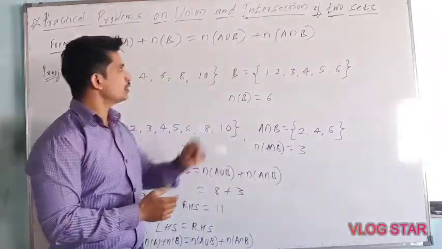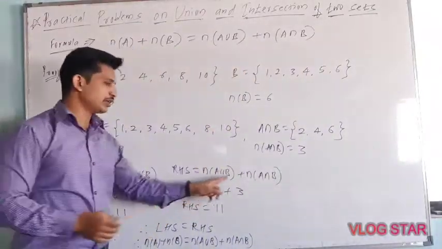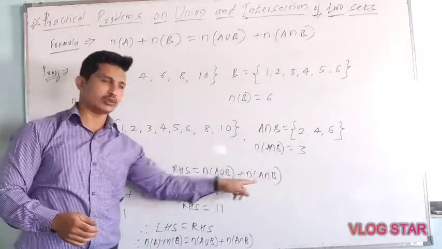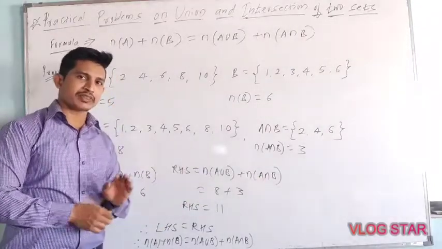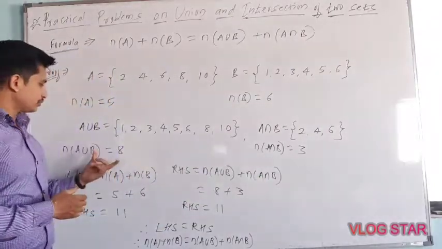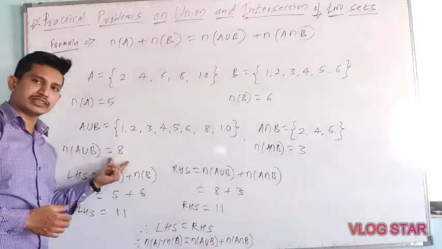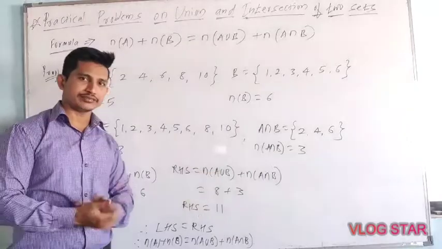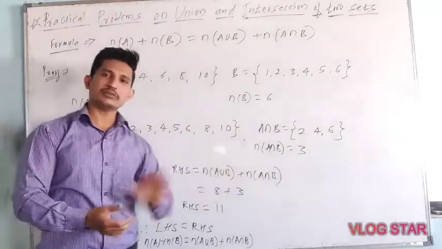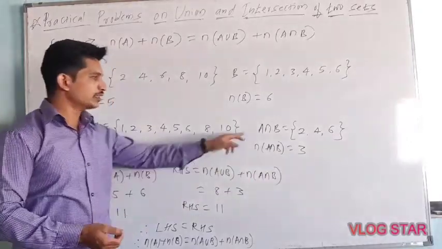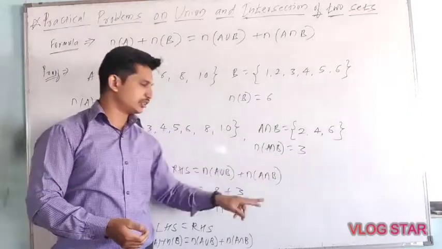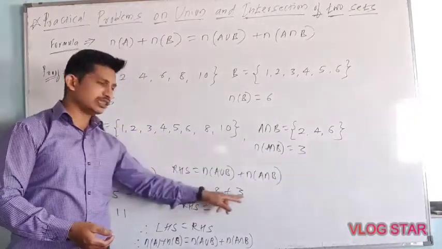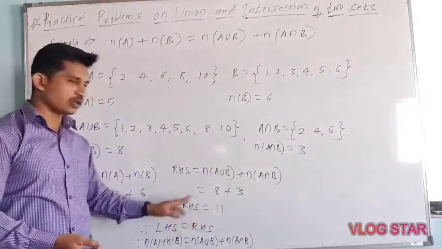Okay, so n of A union B plus n of A intersection B is what here, RHS. Now n of A union B is what? How many elements are there in A union B? 8 elements are there. So n of A union B is 8. n of A intersection B is what now? How many elements are in A intersection B? 3 elements. So 3. 8 plus 3 is 11. So RHS is also 11.